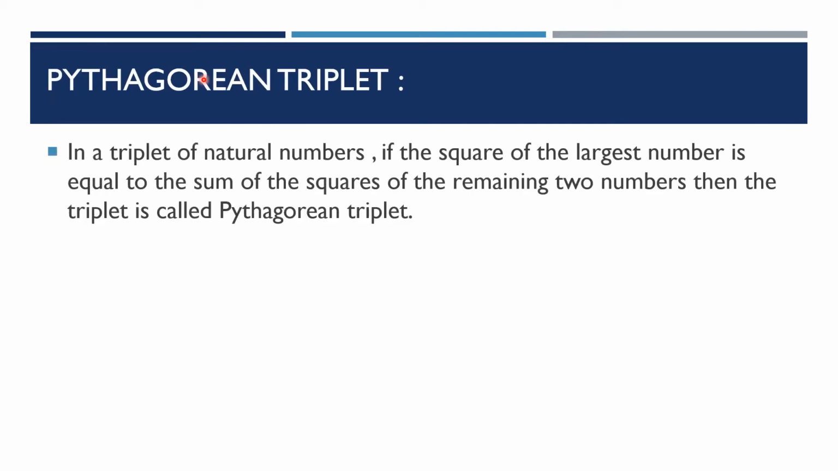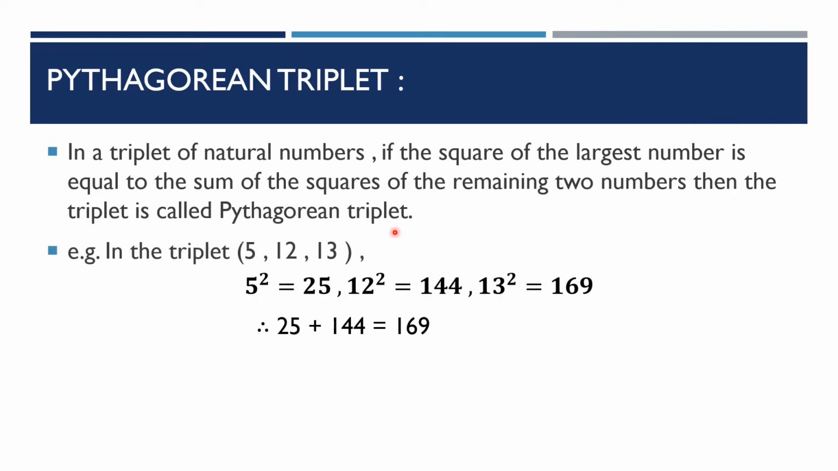At first, we are going to study about Pythagorean triplet. The definition of the Pythagorean triplet is: in a triplet of natural numbers, triplet means the group of three numbers, if the square of the largest number is equal to the sum of the squares of the remaining two numbers, then the triplet is called Pythagorean triplet.